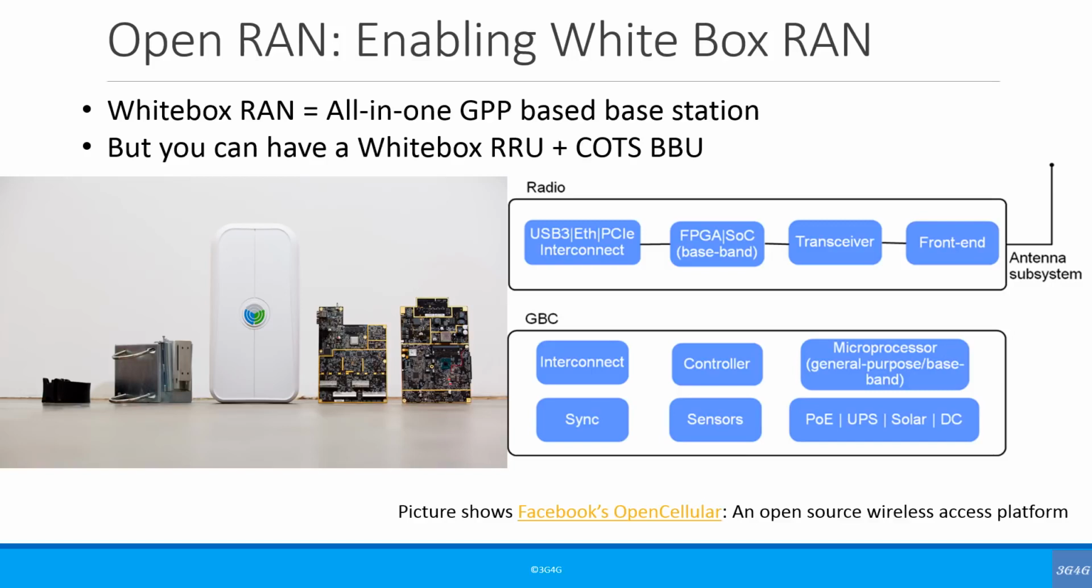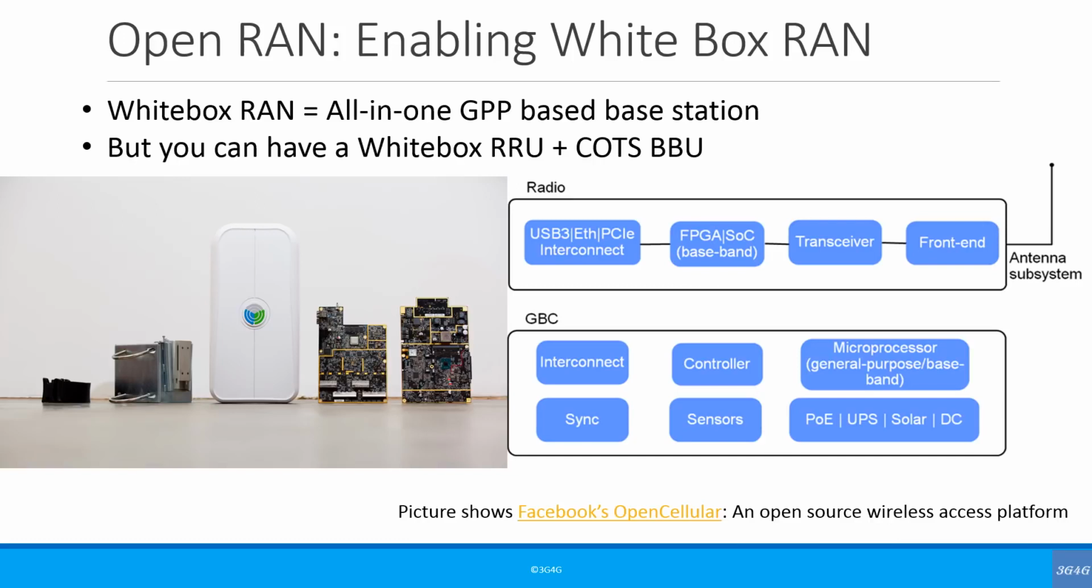Coming back to Open RAN, there are quite a few vendors who are designing all-in-one RAN solutions. So instead of a separate BBU and RRU, it's all combined in one box. You can see the architecture in the picture used by Facebook's Open Cellular Group in Telecom Infra Project. A white box RAN is an all-in-one GPP based base station that has BBU and RRU.